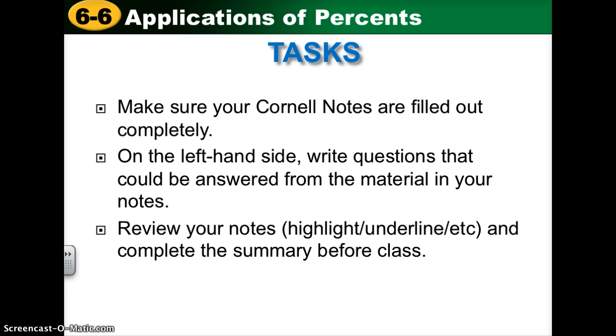That's it. Make sure your notes are filled out. Make sure you've written questions about sales tax and commission, and review your notes, highlight any of the important information, cross off anything that's not as important as you thought originally.